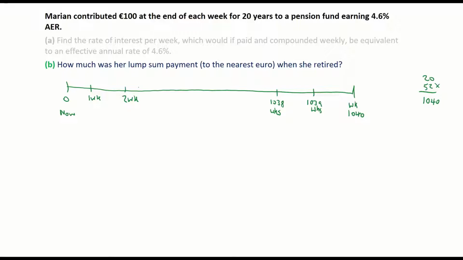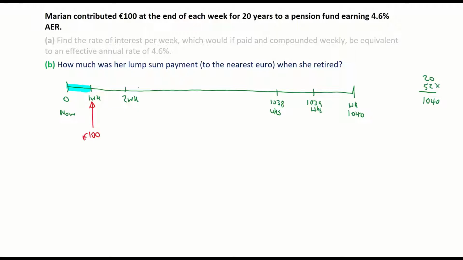Marion contributes €100 at the end of each week. So her first €100 is going in here. That's when she's lodging her first €100. There's nothing happening from now. Marion opened the account today, but for that first week, nothing happens. She puts the first €100 in at the end of the first week.